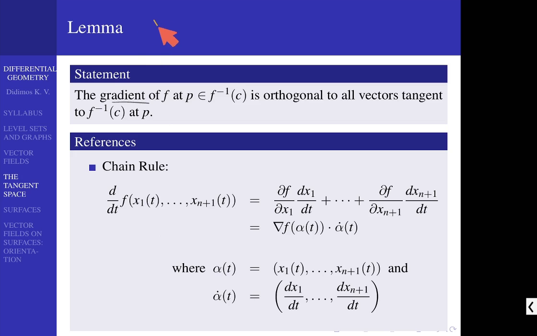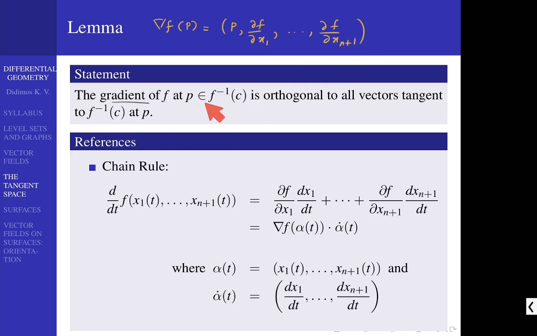The gradient of f is denoted by del f, and del f at a point p is defined as the vector (p, dou f by dou x1, etc., dou f by dou x(n+1)). This is the gradient of f at a point p. That means gradient f assigns a vector at p. The vector component of that del f is dou f by dou x1, comma, etc., dou f by dou x(n+1).